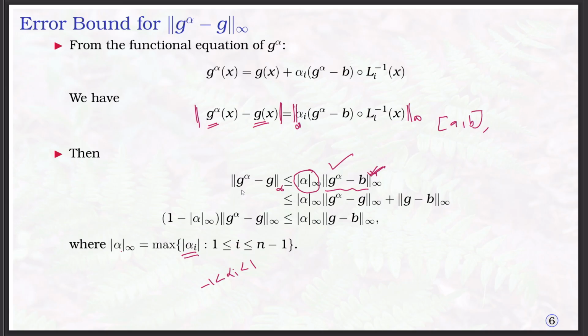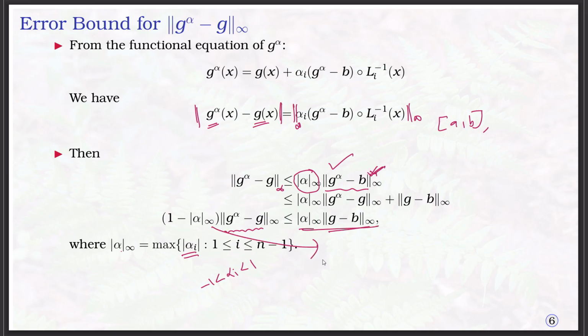Now here we have G alpha minus G, and here we have G alpha minus G. One can take the left side and take this term out, then one can get 1 minus the supremum of alpha, that means the maximum of alpha I, times the infinity norm of G of alpha minus G, which is less than or equal to this term times this term. Now we need to find the difference, that means the error between G of alpha and G.